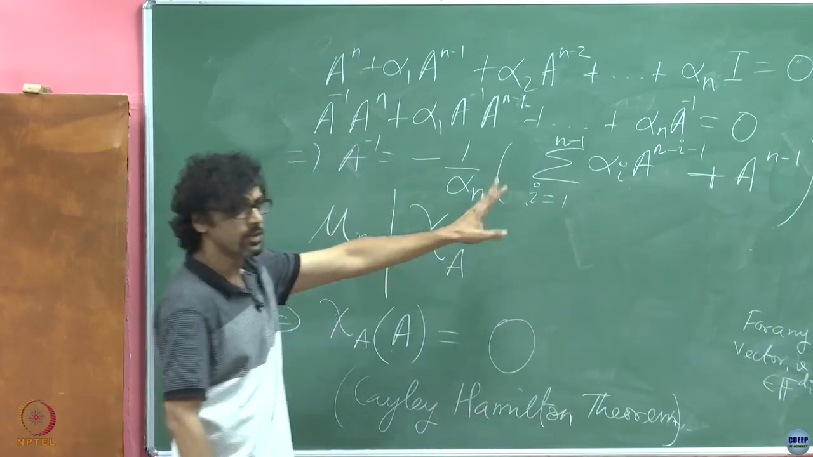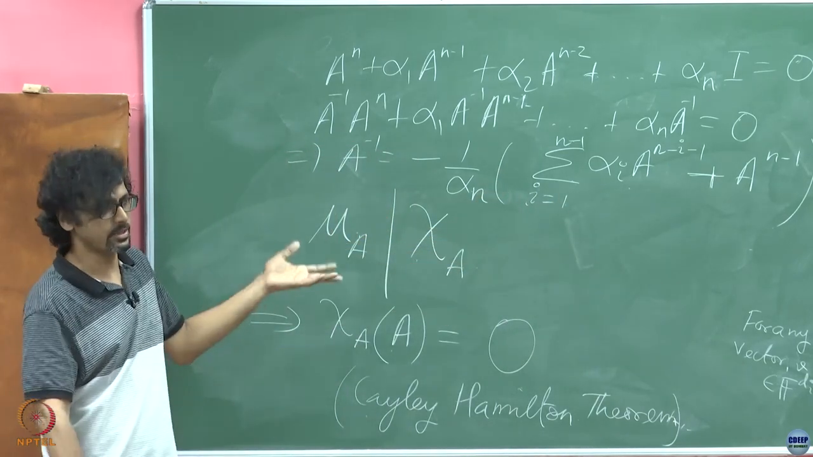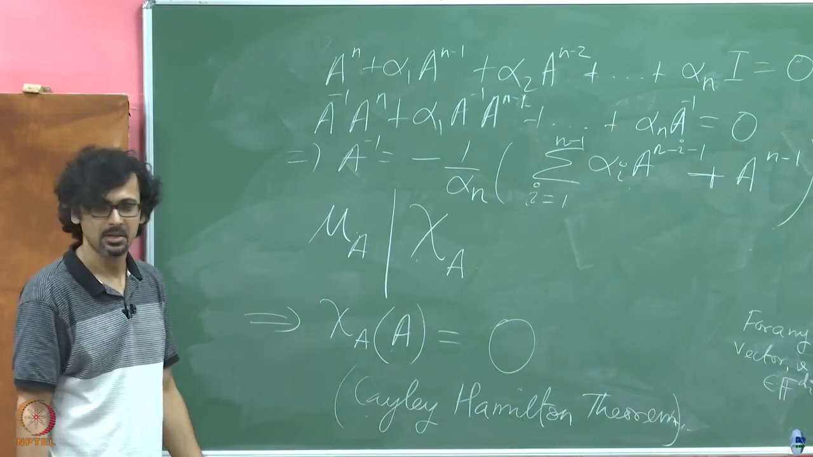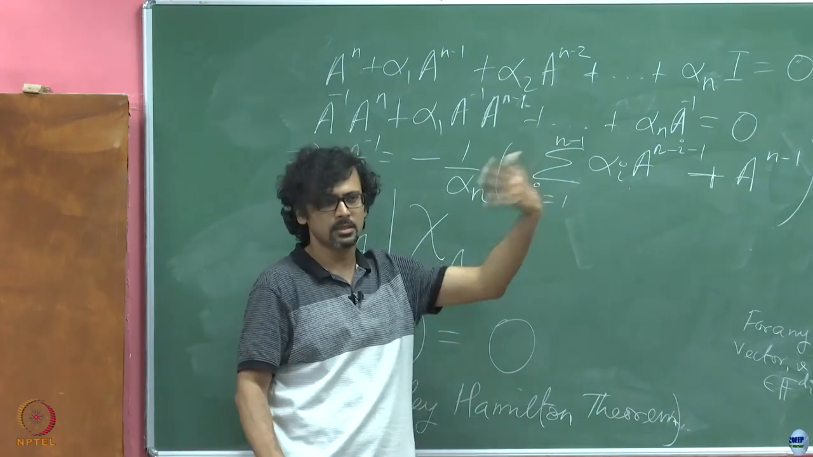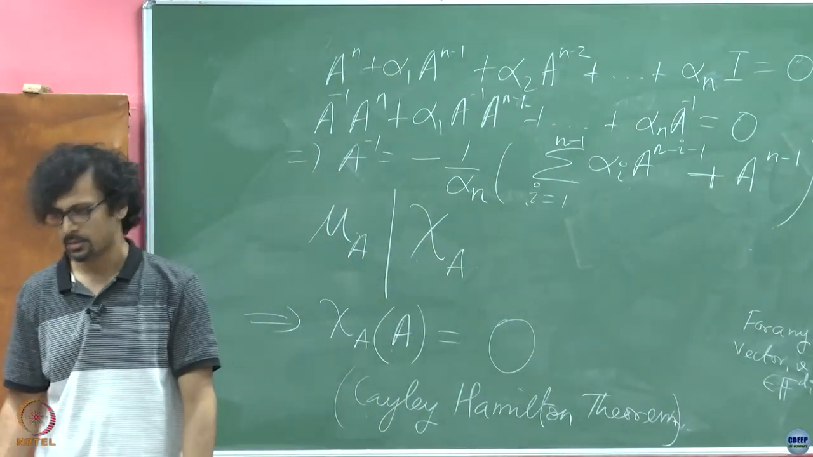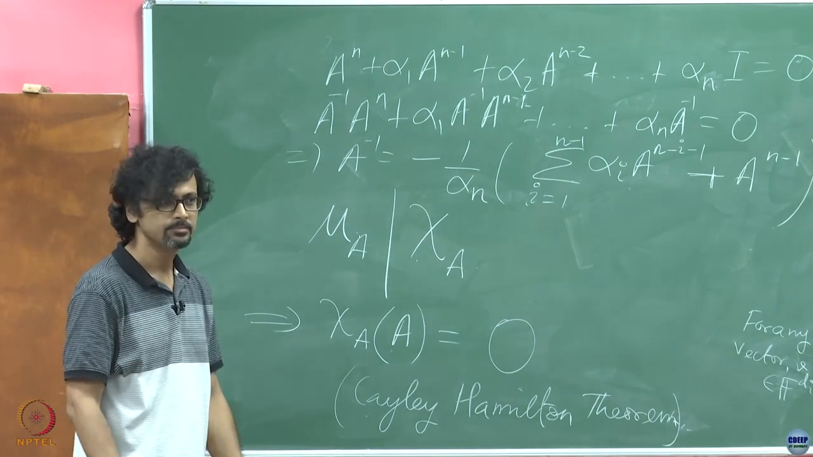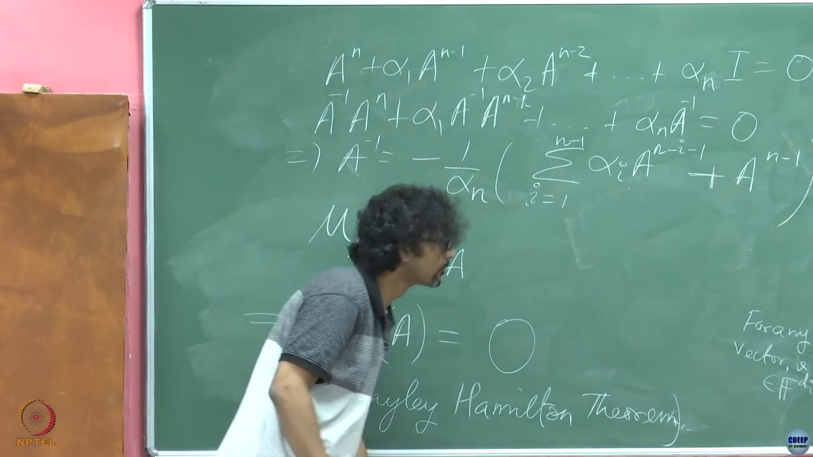So this is without doing any determinants or anything, provided the matrix is invertible. If it's not invertible, there's nothing you can do, even with the determinants, right? But if it's invertible, then just keep multiplying the matrix and you can get an inverse for the matrix by dint of the Cayley-Hamilton theorem. Right?